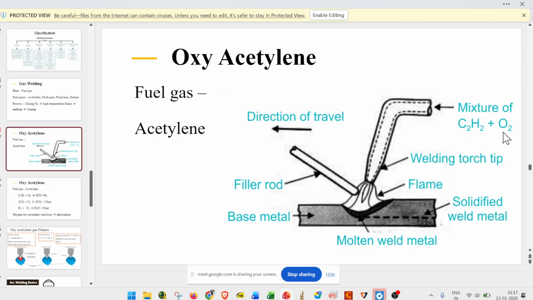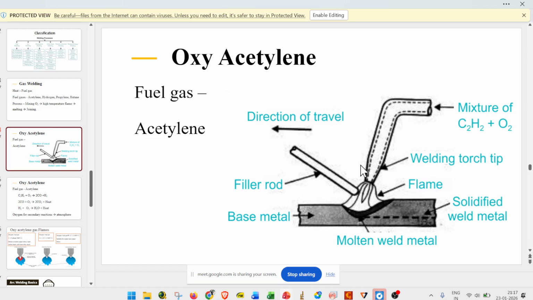Oxygen we are getting from the environment, so there is a lack of oxygen, which means the amount of heat generated will be less. But in welding we want more heat, so that's why we are providing oxygen from a separate cylinder, so that we will not face oxygen deficiency during the welding process.